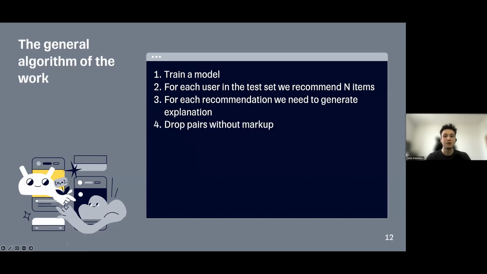Since we only generated 20% of all possible pairs, we remove those explanations for which we have no markup. And the last step is to calculate the metrics of our explanation. Let's discuss this point in a little more detail.